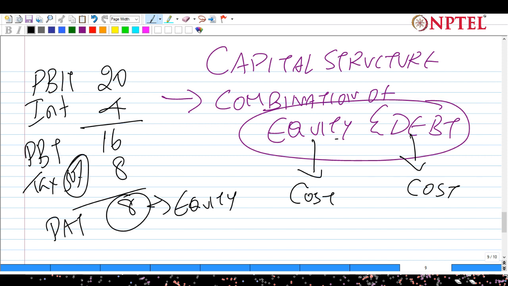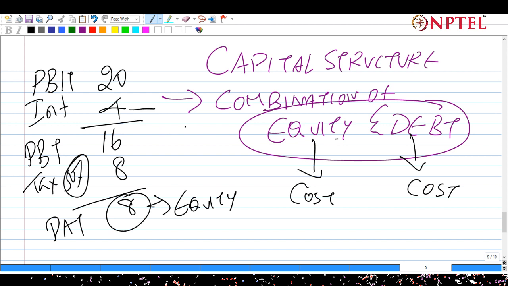Supposing the situation changes. I take more debt in the company. I change the capital structure. I need more money, I need to raise my capital and expand my business. When I need to expand my business, I take more debt in the capital. If I take more debt, then what happens? Your debt payment will increase, that is, the interest payment will increase.